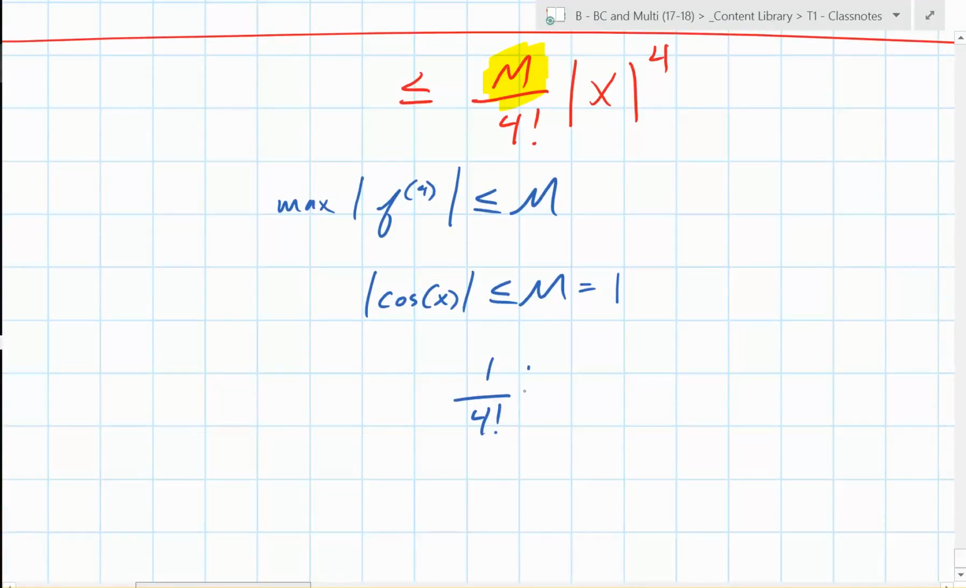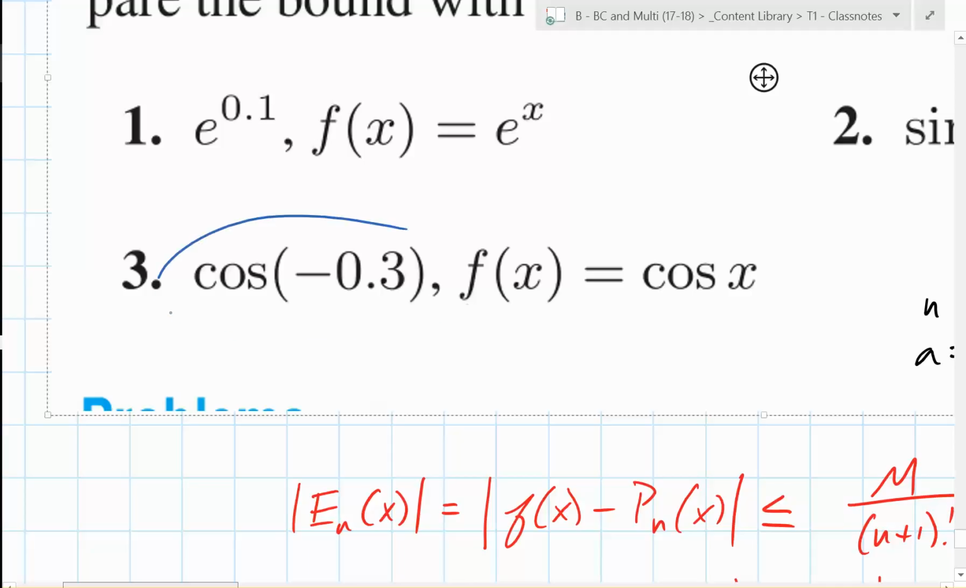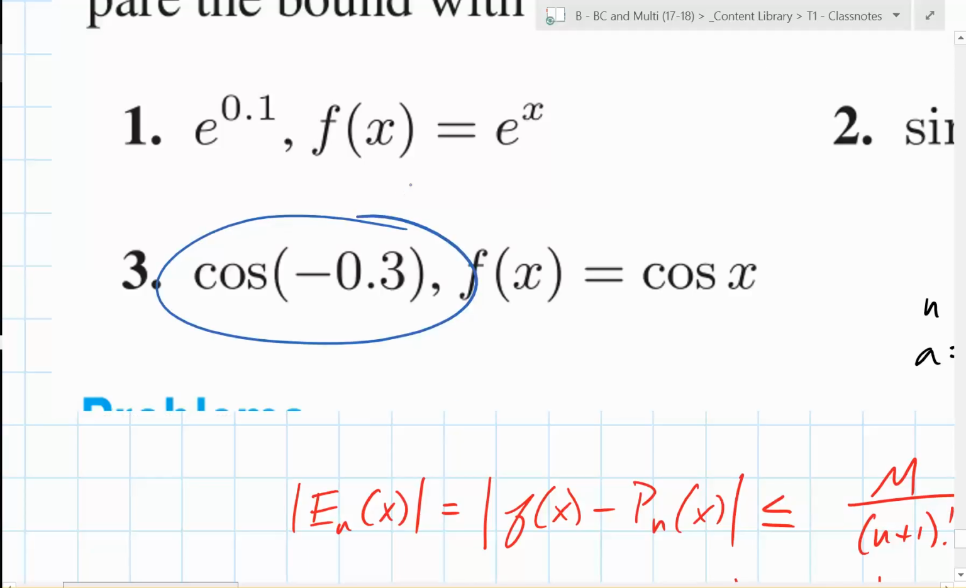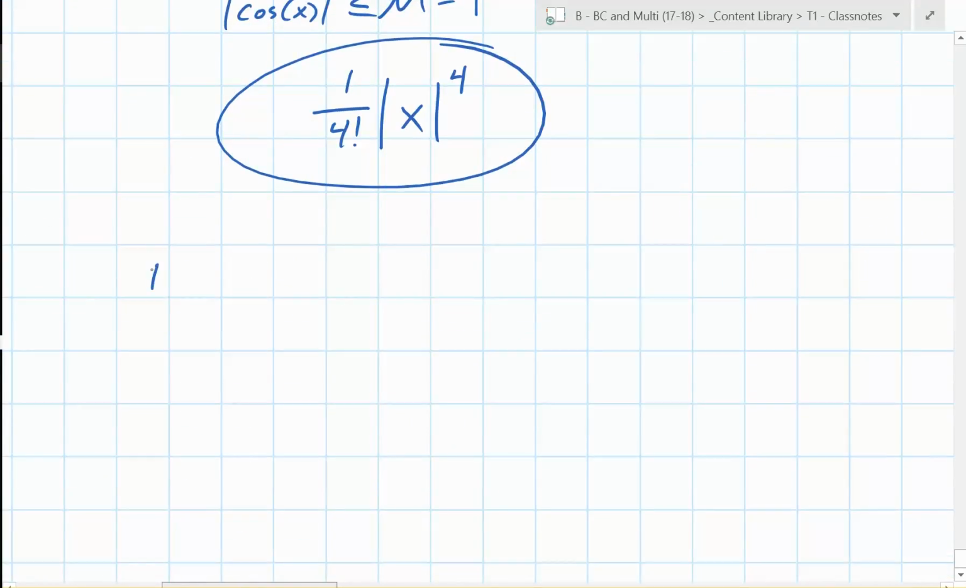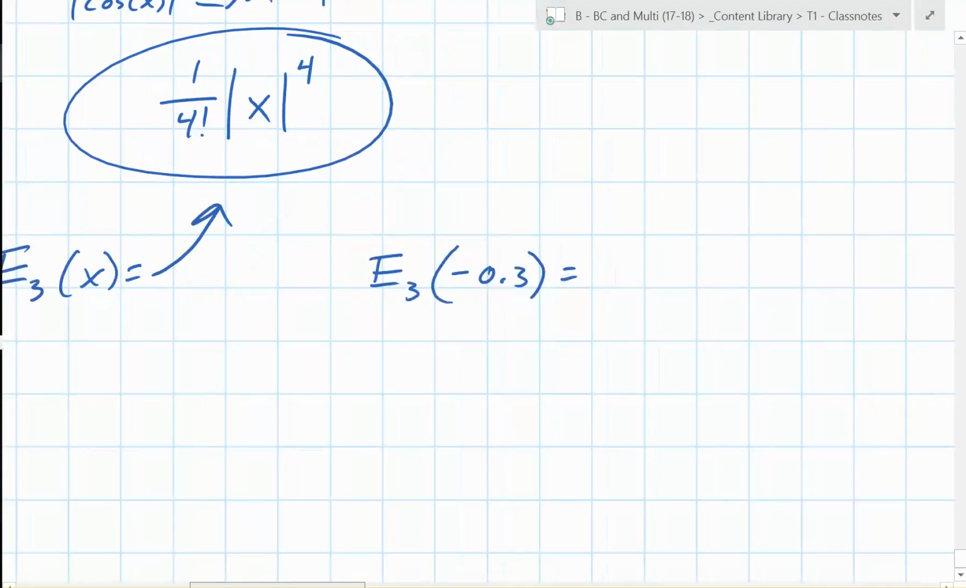So when we do this out, we end up with 1 over 4 factorial times x to the 4. Using this, it wanted you to figure out what the maximum error is, right? What value do you have to plug in? Negative 0.3. So this was our E_n(x) right here. They want the error, and n was equal to 3, our third right there. So the error E_3 evaluated at negative 0.3 is equal to negative 1 over, what is 4 factorial?